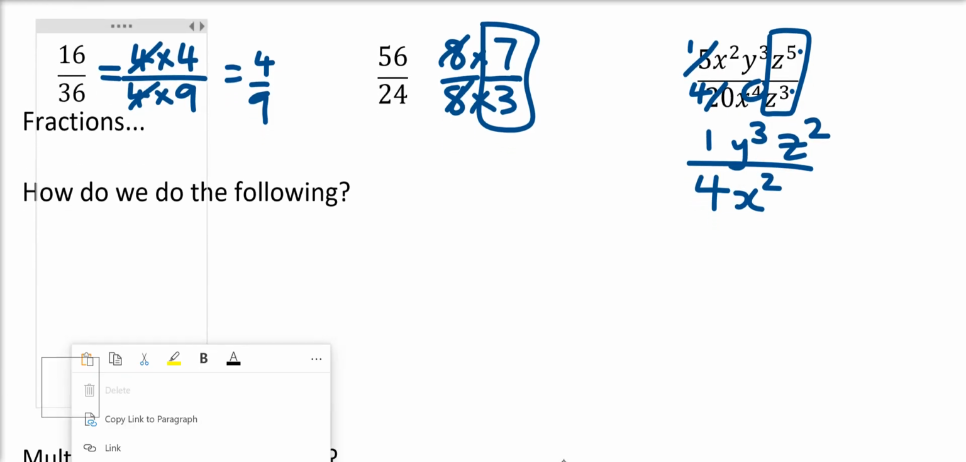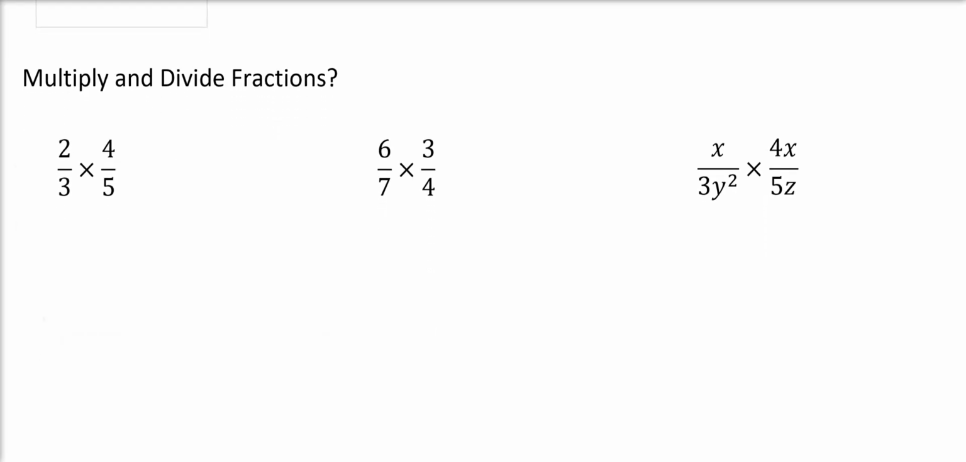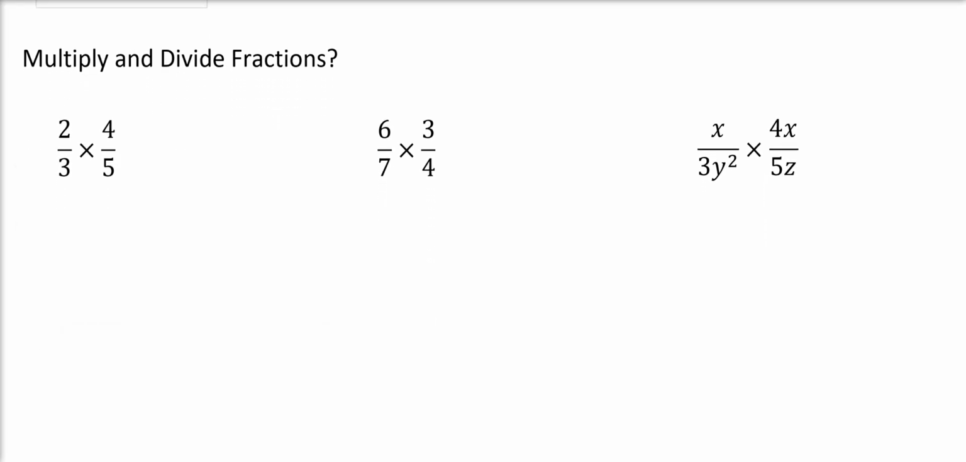So with fractions then, what about these ones here? How do we multiply and divide fractions? So the first one, 2/3 times 4/5. How do we do that one? You multiply numerators by numerators. So that becomes 2 times 4 over 3 times 5, 8/15. You multiply the top, multiply the bottom.